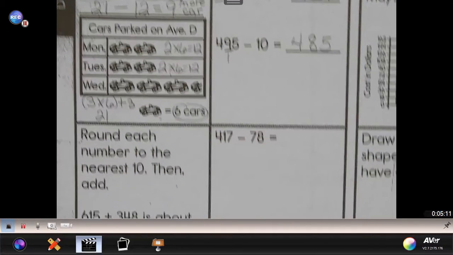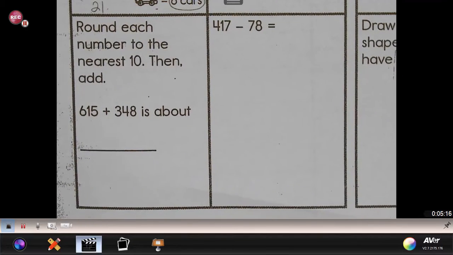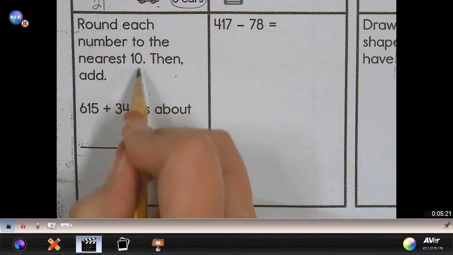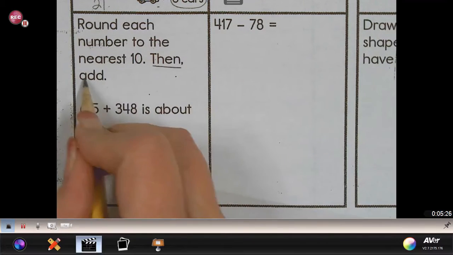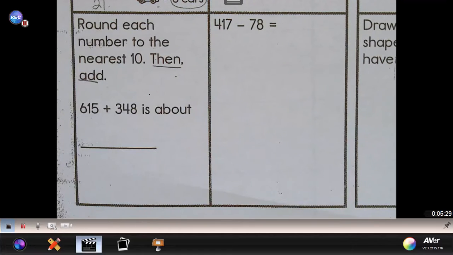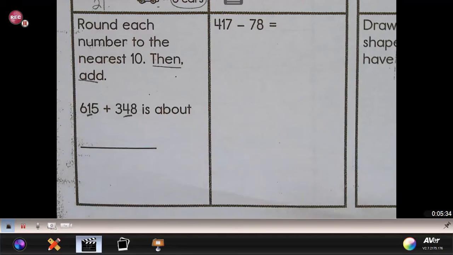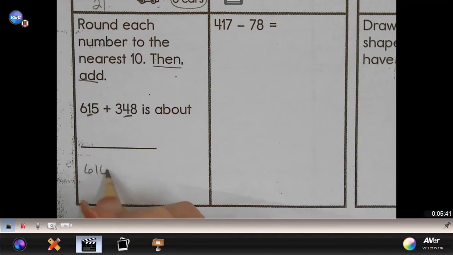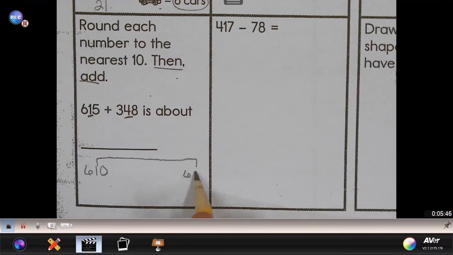When I'm rounding each number to its nearest 10 here on my next problem, I am going to round first, then I'm going to add. So make sure you round first, then add. We're rounding to the closest 10. I look at my tens place in both numbers. 615 is in between the two tens of 610 and 620.